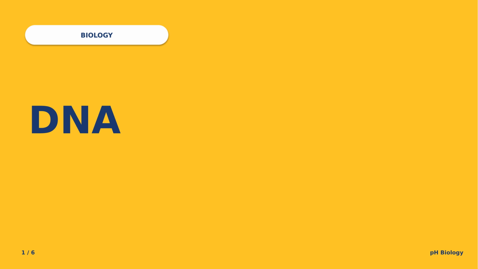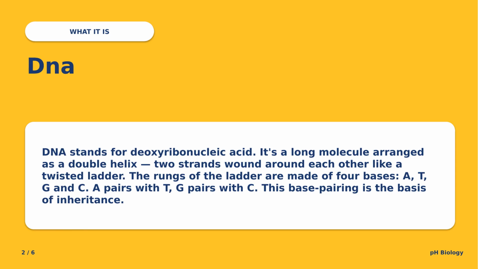DNA stands for deoxyribonucleic acid. It's a long molecule arranged as a double helix, two strands wound around each other like a twisted ladder. The rungs of the ladder are made of four bases, A, T, G, and C. A pairs with T, G pairs with C. The base pairing is the basis of inheritance.